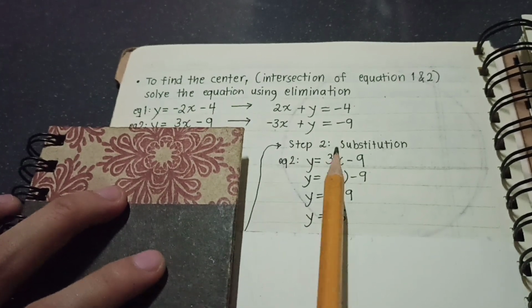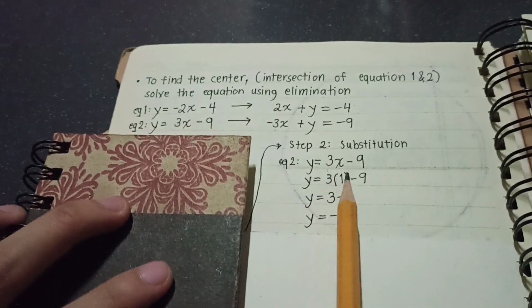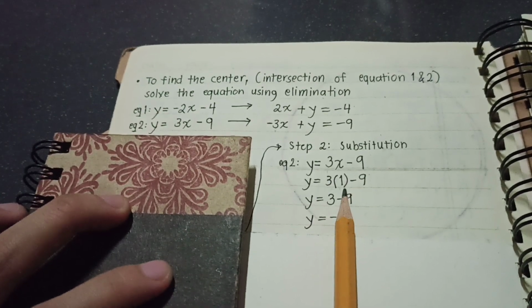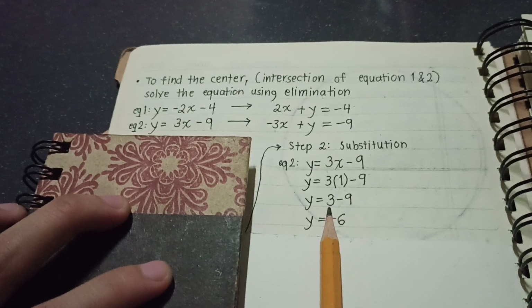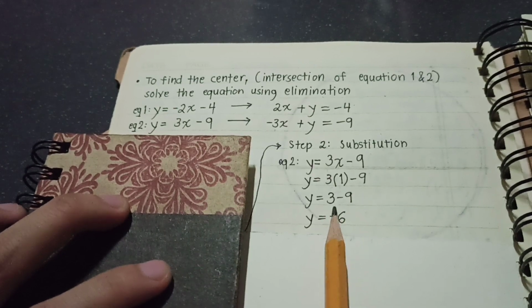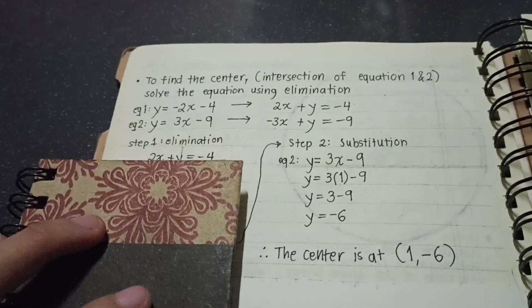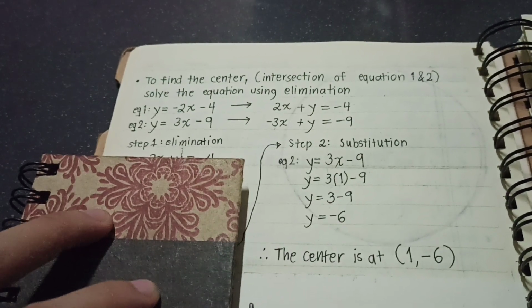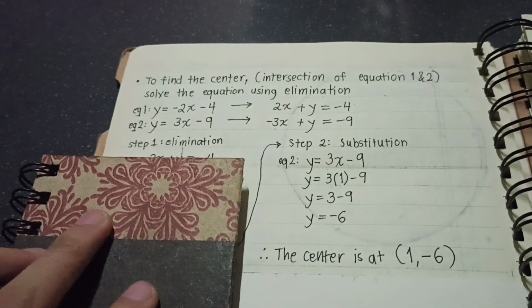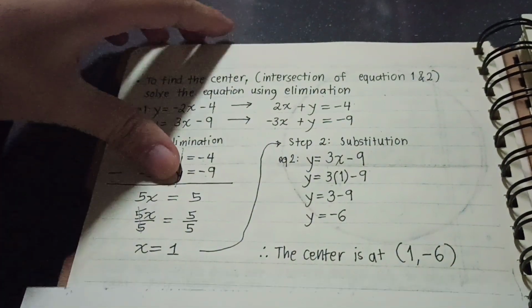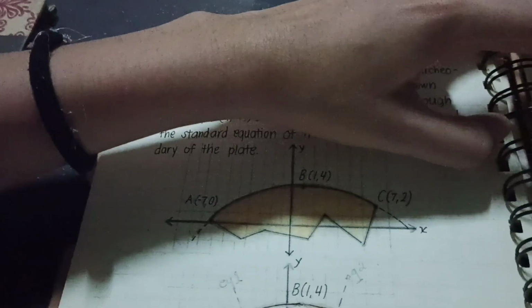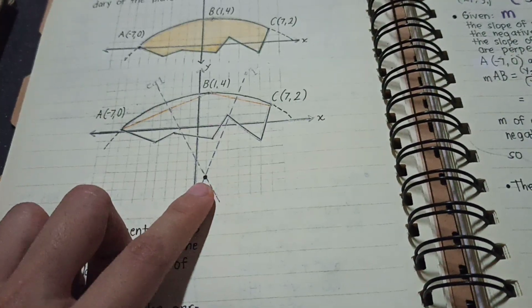So y is equal to 3x minus 9. Plug in 1 to x. Then 3 times 1 is 3, minus 9 is equal to negative 6. Then the center is at (1, negative 6). What quadrant is that? Quadrant 4. Let us review the figure. Is the center at quadrant 4? (1, negative 6), actually, correct.